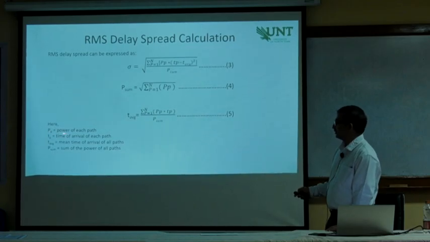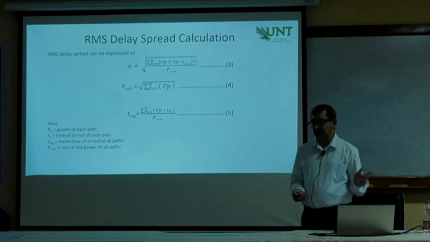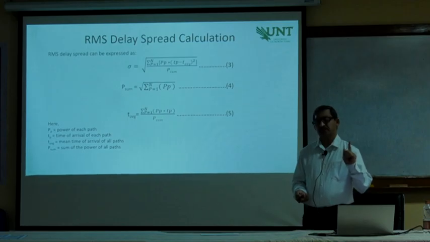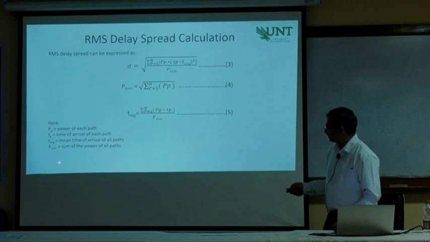Received power actually, in this case, even though she didn't mention it, is the received power of each path, because transmit power is always the same. There is only one signal, one sinusoidal signal that is sent. The received power varies. Transmit power doesn't vary.